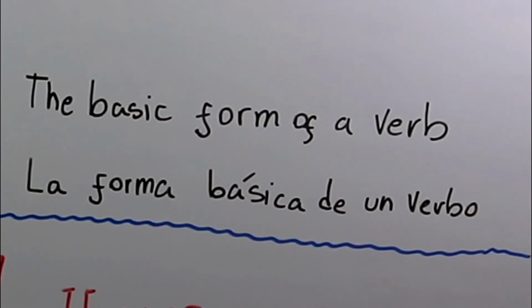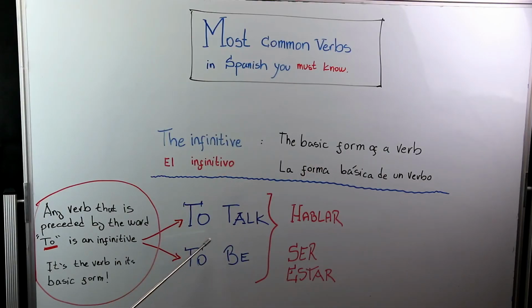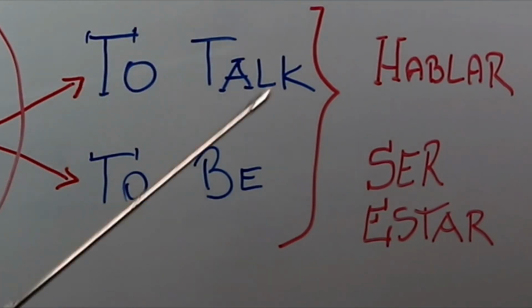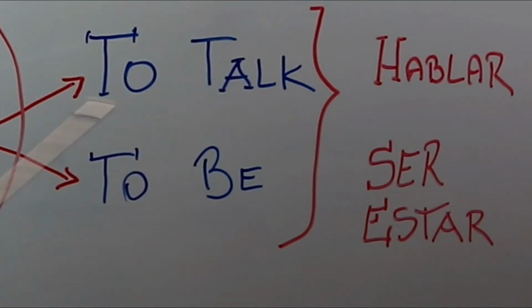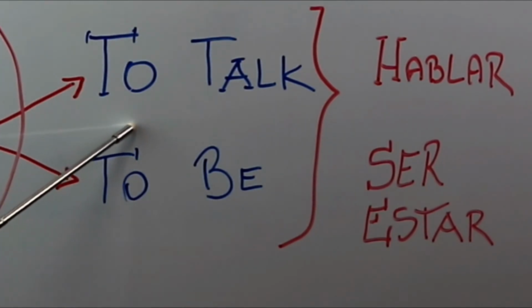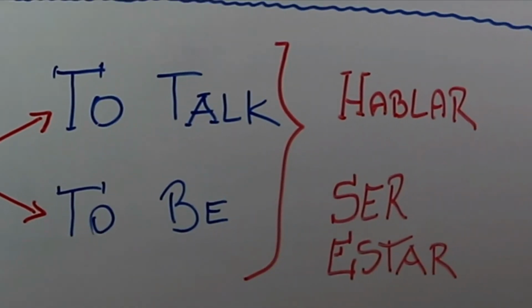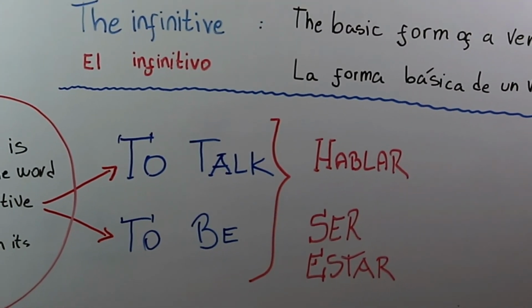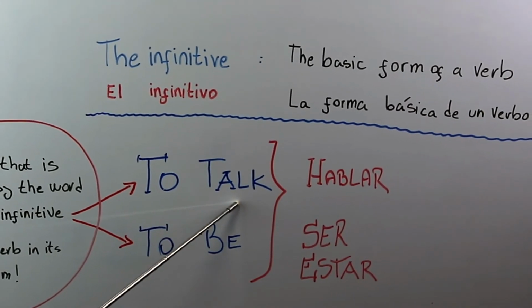So you must be wondering, what do you mean by saying the basic form of a verb? Well, pretty simple. Have a look at these examples here. We got the verbs to talk and to be. Now, these verbs in this form, they have not been conjugated. So it's any verb that is preceded by the word to. Any of these words that are preceded by the word to, they are the infinitive of the verb. Any verb that is preceded by the word to is an infinitive. It's the verb in its basic form, meaning that we haven't conjugated these verbs.